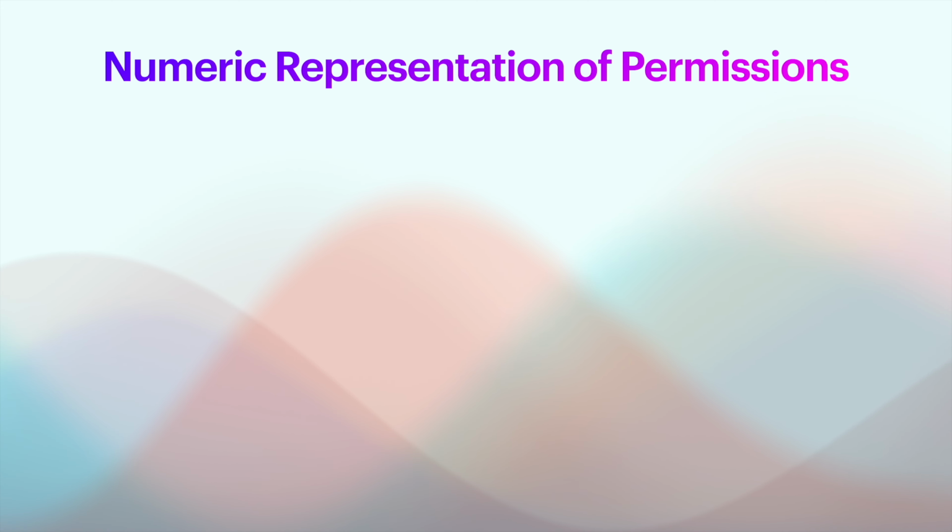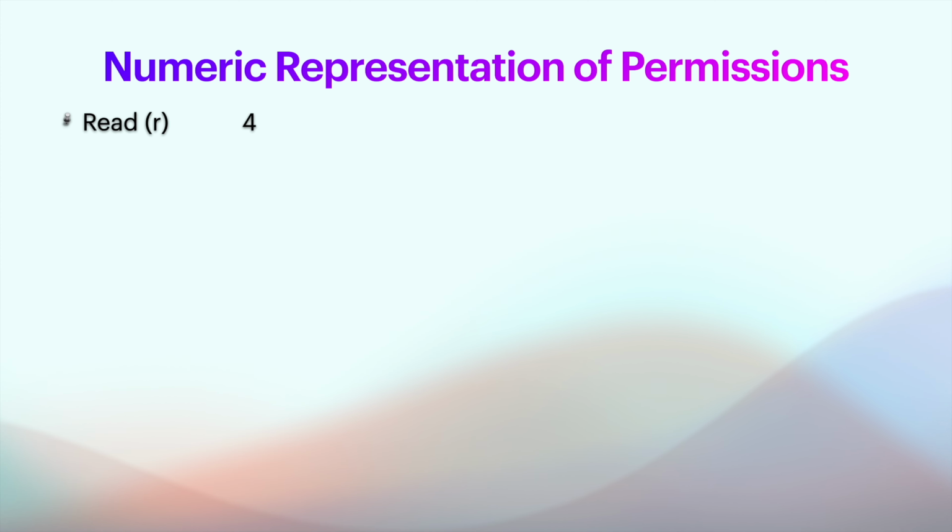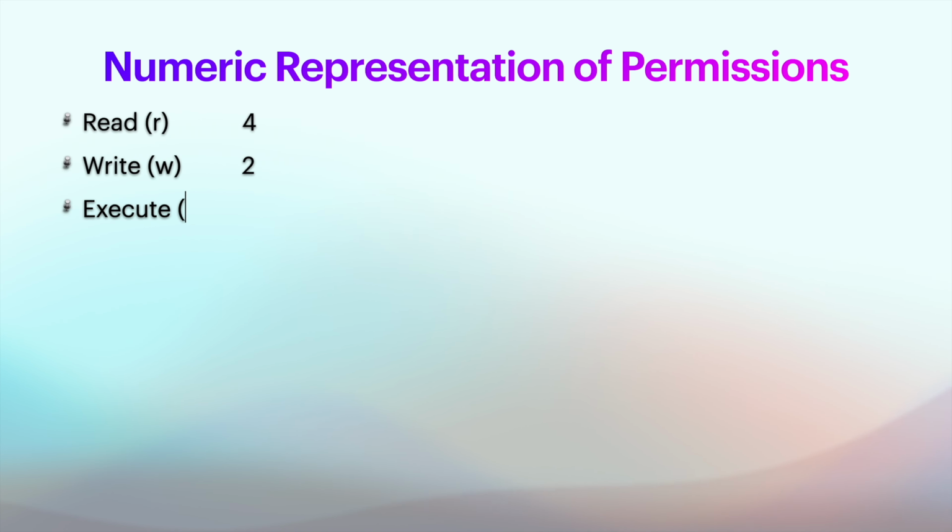Numeric representations of permissions. We have seen that each permission type, read, write and execute, has its own symbol. But there is another way to represent them using numbers. Here we assign a numeric value to each permission. Read permission R is assigned the value of 4. Write permission W gets the value of 2, and execute permission X is represented by 1.